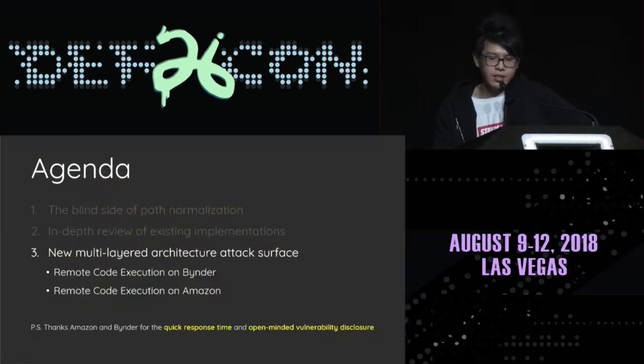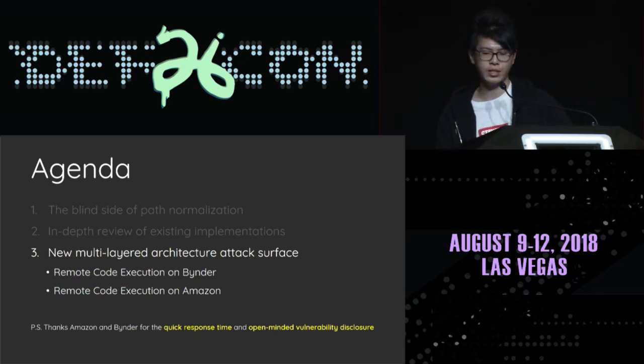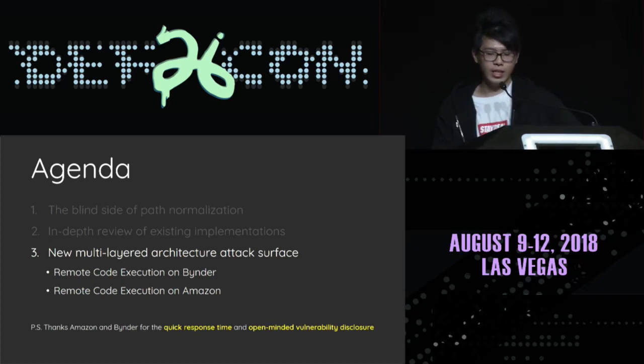While I was reading the source, I noticed a feature that could be perfectly exploited on multi-layered architectures. In the following part, I will introduce the idea and several cases, including an access control bypass in Uber and two remote code executions. In addition, I would like to thank Amazon and Bitbucket for the responsible vulnerability disclosure and their quick response time. It's a very good experience working with them.